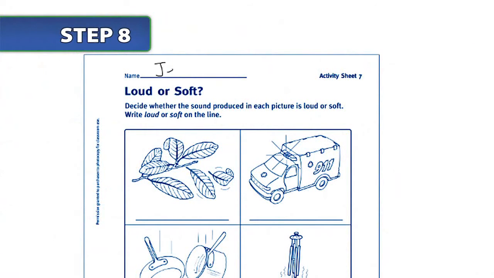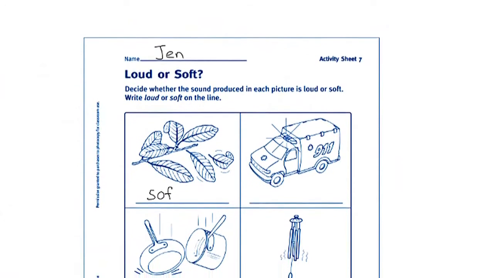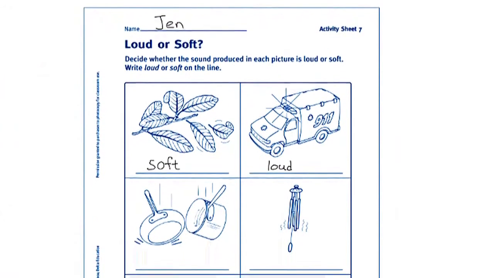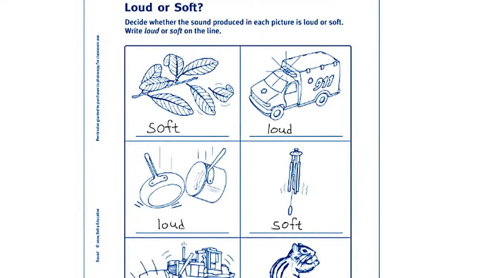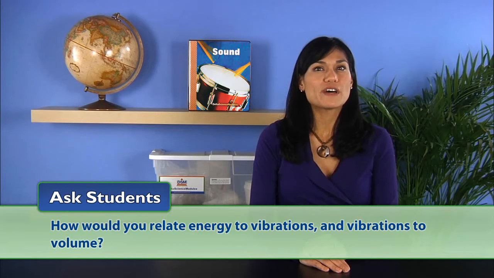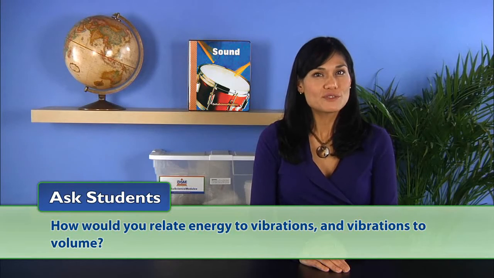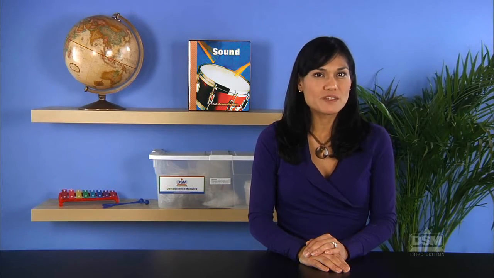Distribute Activity Sheet 7. Direct students to identify the sound produced in each picture and decide whether it is loud or soft. Discuss how the sound is produced and whether the force required to produce it is strong or weak. Summarize by asking, how would you relate energy to vibrations and vibrations to volume? The student should conclude that the more energy that is put into making an object vibrate, the stronger the vibrations and the louder the volume of the sound.